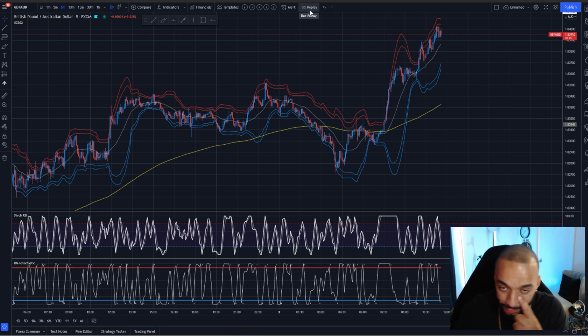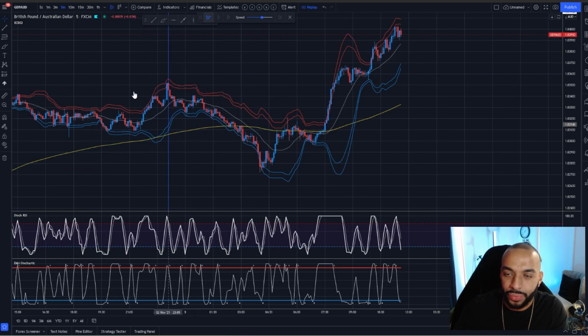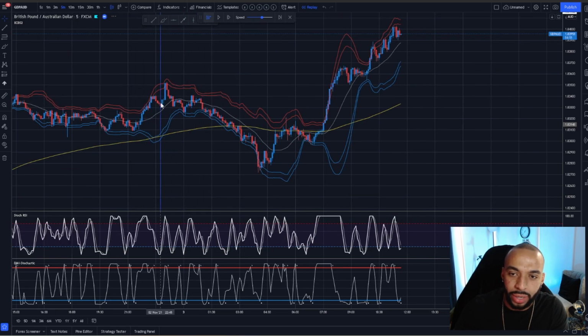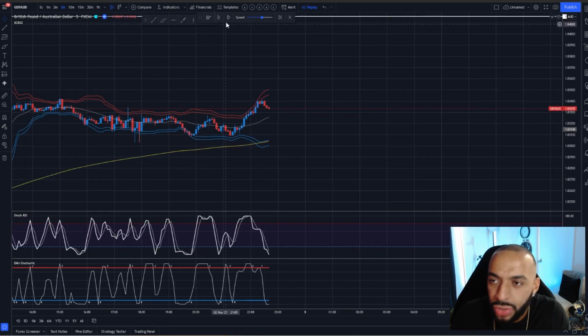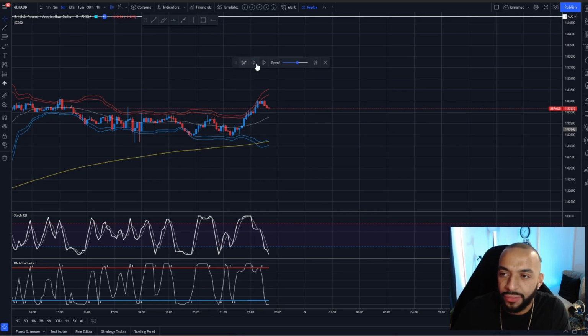But this bar replay is an absolute game changer, because it allows you, when you click it, to go back into the market. So let's say we wanted to look at this right here, right? We can go back into the markets, rewind the markets, okay, and use this little toolbar right here up top to pretty much go back and forth, right?